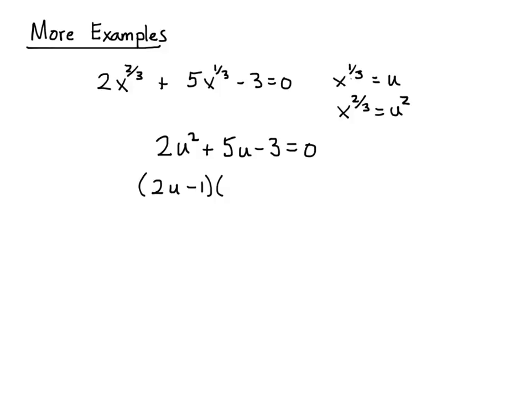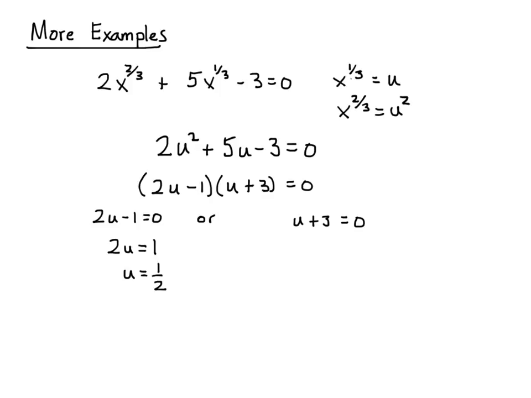Now from here, I can factor this. I won't go over all the factoring steps. I'm confident all of you know how to factor that. But now that I have these two expressions, I know that one or the other has to be 0. And so when I solve for u, I get 1/2. And so x to the 1/3 has to be 1/2. So x equals 1/2 cubed, which means 1/8.